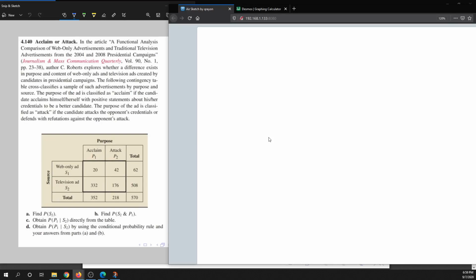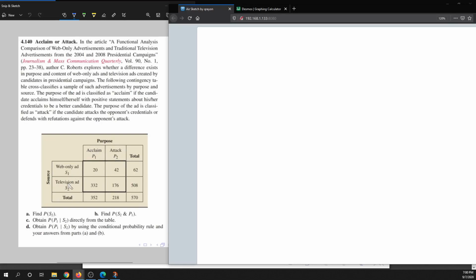The purpose of the ad is classified as a claim if the candidate acclaims himself or herself with positive statements about his or her credentials to be a better candidate. The purpose of the ad is classified as attack if the candidate attacks the opponent's credentials or defends with refutations against the opponent's attack ad. So generally speaking, we have this contingency table, and a claim is going to be positive. Here's the great things I did. This is why you should vote for me. Attack is going to be, don't vote for my opponent because they're terrible, type ad. Or an ad saying that, hey, I'm not as bad as my opponent makes me out to be. So generally speaking, these are going to be negative. These are going to be more positive.